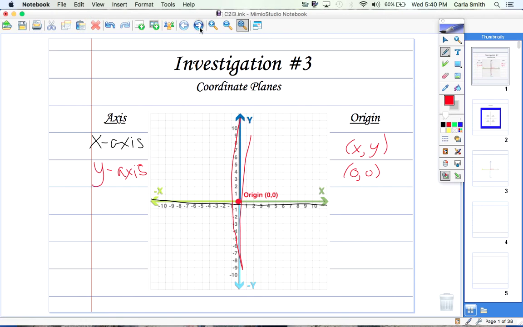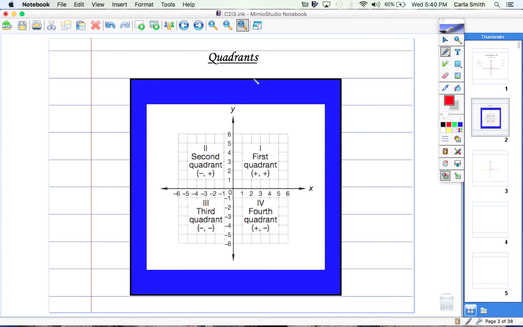The next thing we want to talk about is quadrants. In our graph, our coordinate plane, there are 4 quadrants. Our first quadrant is always in the upper right-hand corner. It has both positive y values and positive x values. We then move to the left, and it is going to be our second quadrant. What's different about our second quadrant is that our x values are now negative and our y values are still going to be positive.